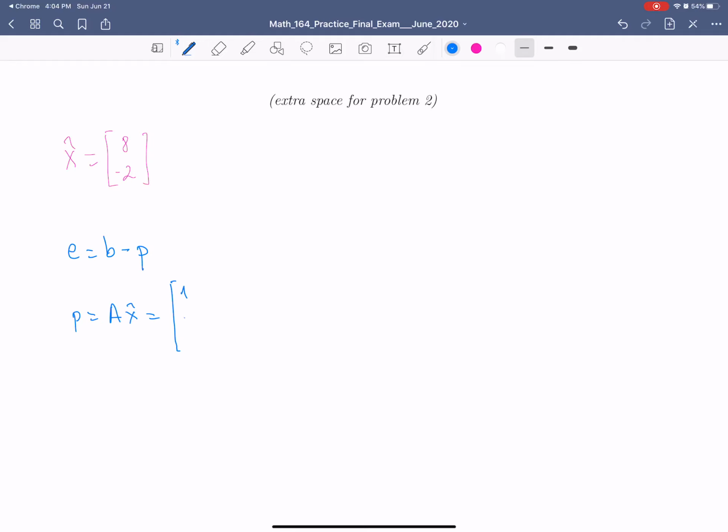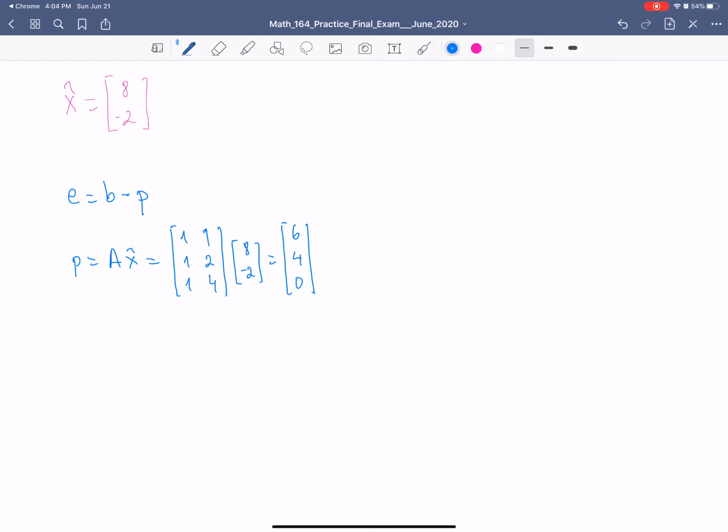The matrix A was 1, 1, 1, 1, 2, 4 times x hat. That's 8, negative 2. We're going to get a vector with 3 components. So that's 8 minus 2, which is a 6. 8 minus 4, which is a 4, and then 8 minus 8, which is a 0. So what do you see here? This is actually the vector b. So e is b minus p, which is b minus b, which is 0.